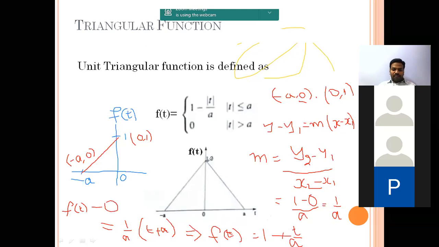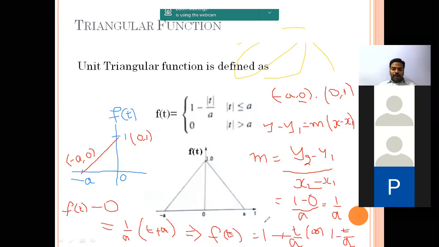But in the triangular function, you will have one more ramp function, from 0 to a. Similarly, you can solve this one. This is the rising ramp function and this is the decaying ramp function. If you consider the decaying one, obviously you will get 1 minus t by a.